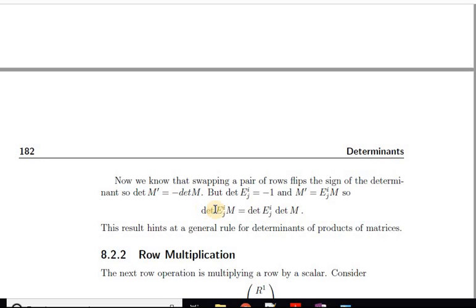It breaks apart the determinant of a compound matrix into the determinants of its component parts. And, not to spill the beans, we're going to see that this holds for every elementary matrix. The same thing holds for row multiplication and row multiply and add. Well, let's go ahead and see that.